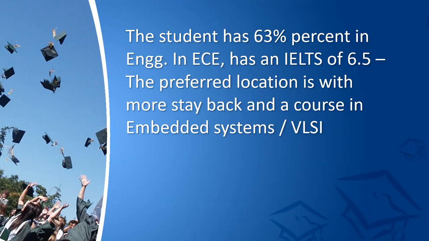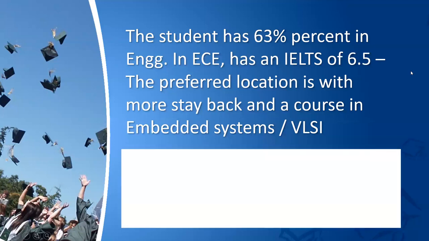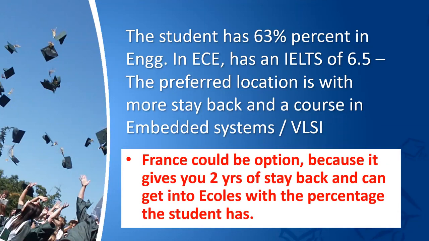So the student has 63% in electronics and communication engineering, has 6.5 IELTS. The preferred location is Canada, with more stayback, and a course in embedded systems. I would say Canada will not be possible because universities don't give you admits for 63% into this program. France, UK. Okay. Latvia, Lithuania, France, Australia, UK, Germany, all these are possible. Good option.